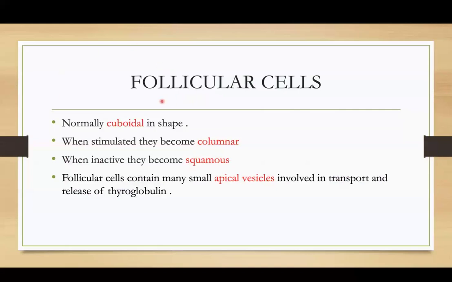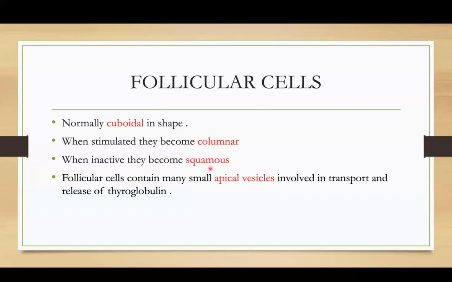So the follicular cells, we said that they secrete thyroid hormones, and they're normally cuboidal in shape. So the epithelium that surrounds them is cuboidal, right? So they have cuboidal epithelium. But when stimulated, they become columnar, and when inactive, they become squamous.